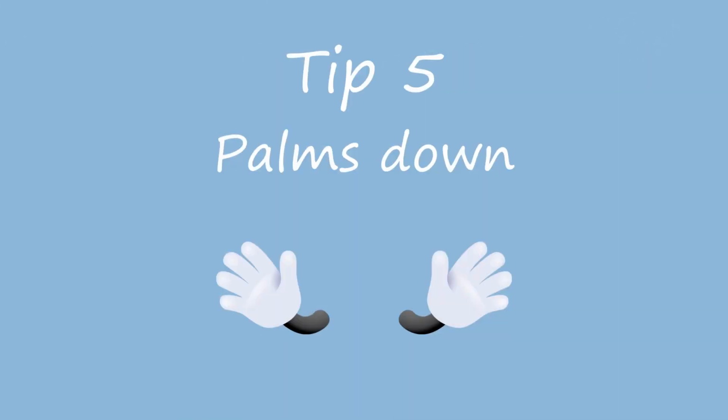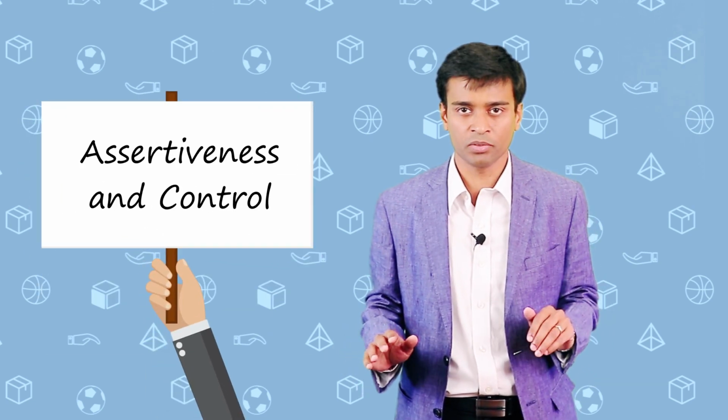Now, the last tip, tip number 5. As we all know, what goes up must come down. And therefore, since we just did a hand gesture with the palms facing upwards, we have to have a hand gesture with the palms facing downwards. So this is your tip number 5. This is a hand movement that you would typically use to show assertiveness and control.